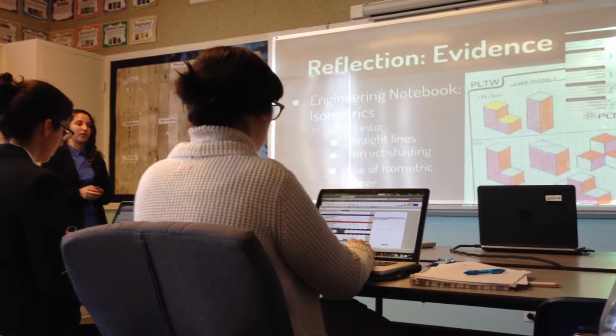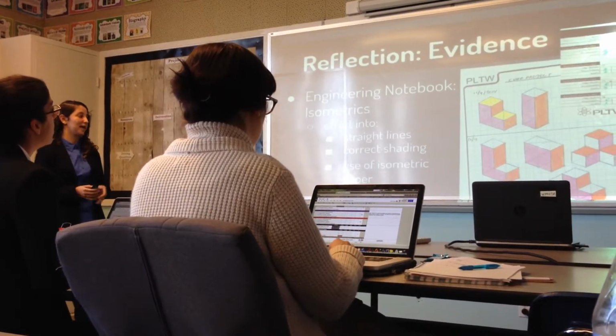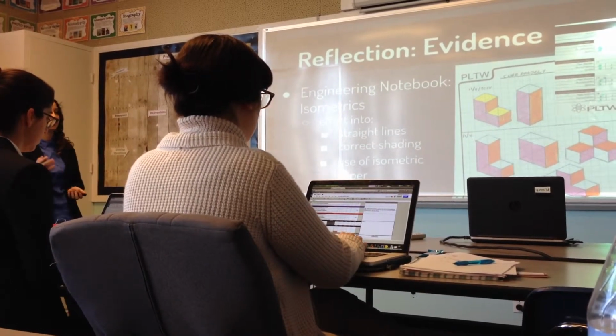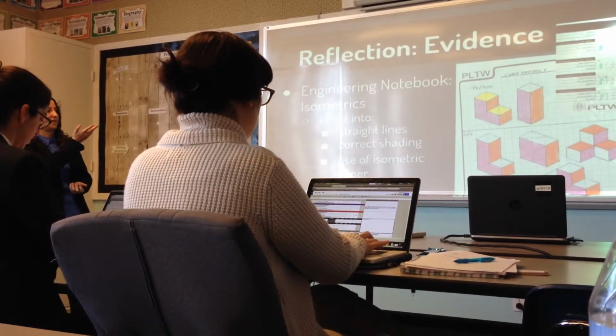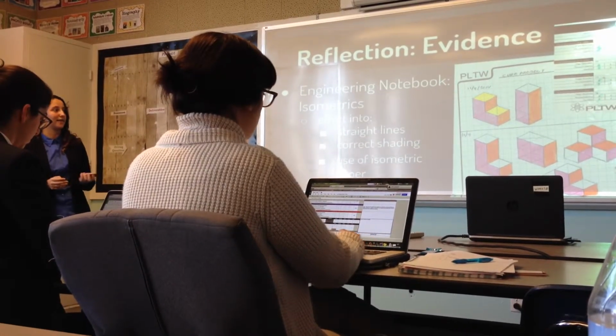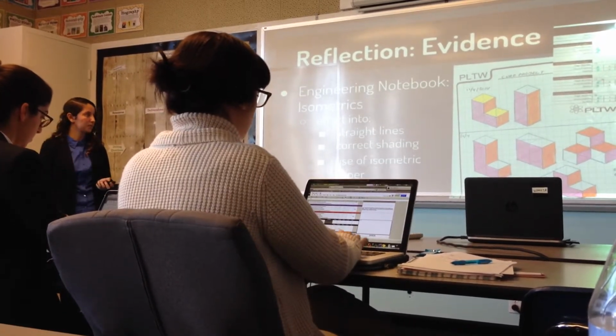One piece of evidence for quality would be my engineering notebook isometric sketches. I put lots of effort into drawing straight lines, using correct shading for each sketch, and also correctly using isometric paper, as you can see here. If you look at the rubric that is provided on the slide, this has earned me a mastery score of 4 for each page that my sketches were on.